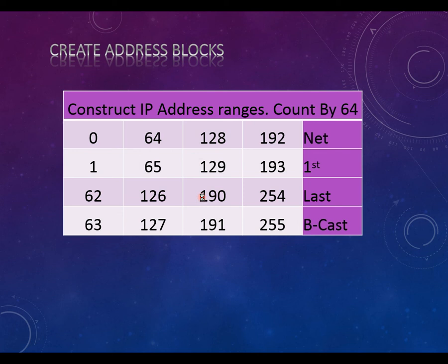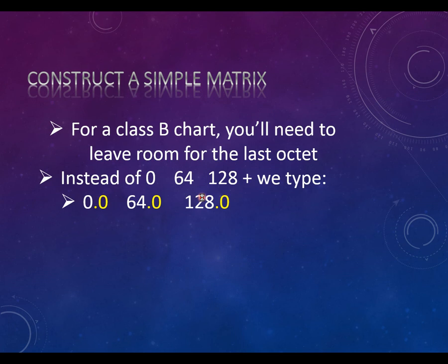All right, so now this is all addressing using Class C addresses. And so now we need to go into and have a look at what you do with Class B. So we've been looking at Class C addresses, and we're going to look at Class B addresses now. So for a Class B chart, you'll need to leave room for the last octet, because in Class B, the octet that we're focusing on is the third octet. So you need to leave room.